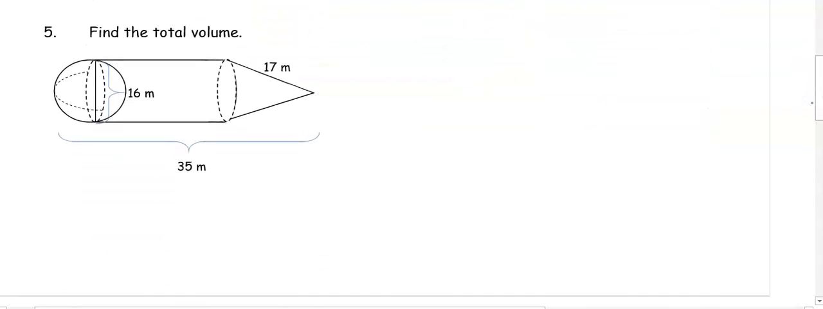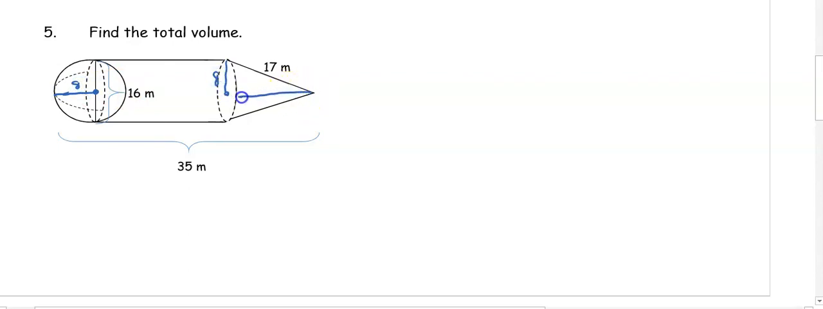In number 5, we want to find the total volume. So we have 3 shapes here. We have a hemisphere, we have a cylinder, and we have a cone. So we know that if this is the diameter of 16, that the radius is 8. It's also a radius of 8 in our cone.